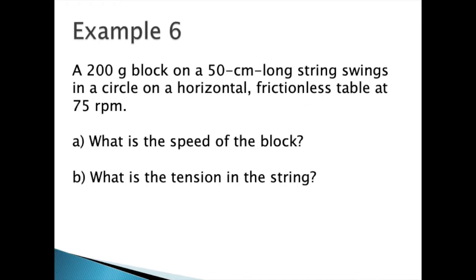Example 6, a 200-gram block on a 50-centimeter long string swings in a circle on a horizontal frictionless table at 75 RPM. A, what is the speed of the block? B, what is the tension in the string?